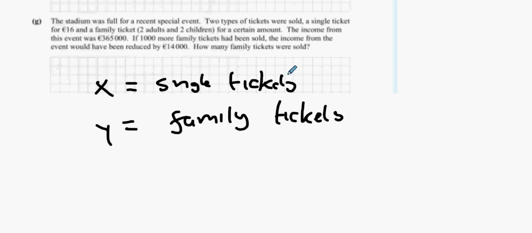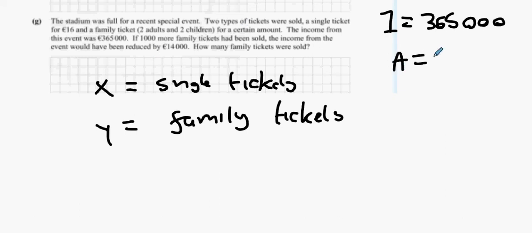Okay. The income from the event was 365,000. Now, how many people did they say the stadium was full? So attendance was 25,000. Would that make sense? Now here's the deal here. Okay?